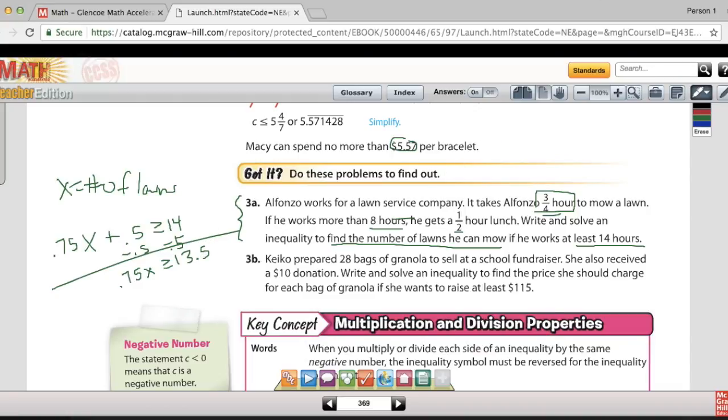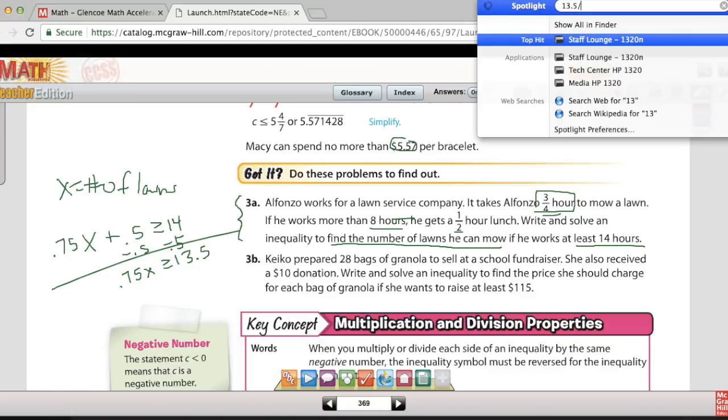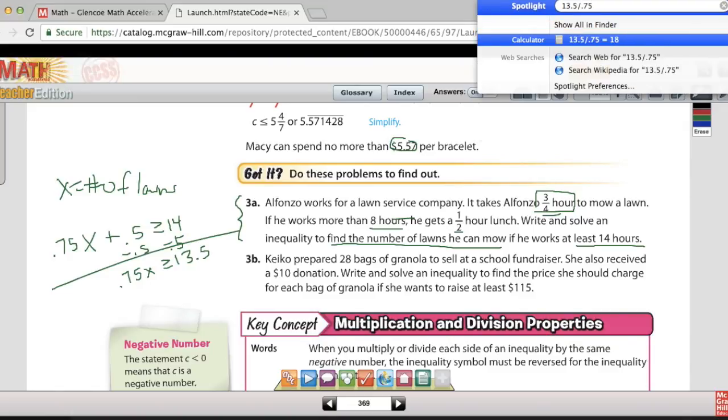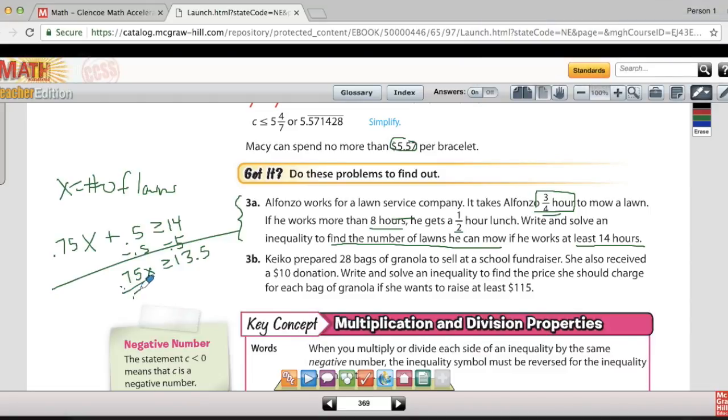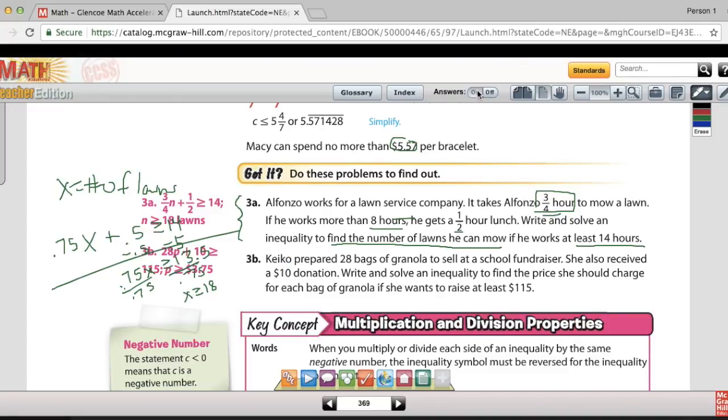And if we take 13.5 divided by 0.75, we get 18 lawns. So that means that he can mow 18 lawns. 0.75x is greater than or equal to 13.5, so x is greater than or equal to 18. Let me just turn my answers on to make sure that that's what we got there. And yes, 18 lawns, the answer for 3A.